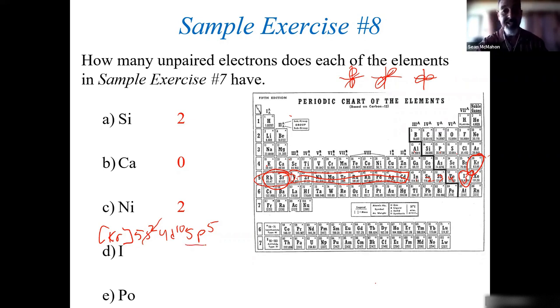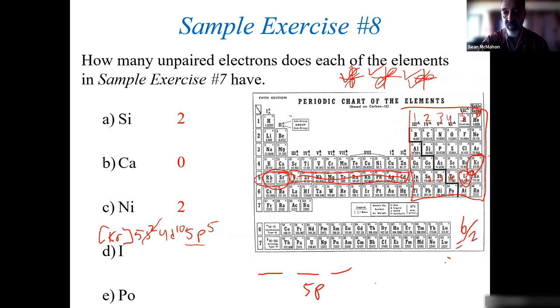So really, to answer how many unpaired, I just need to go to the 5p sublevel. 1, 2, 3, 3 p's. Why? px, py, pz. There's 3 orbitals in the p block. How do I know that? Here's the p block. How many positions? 1, 2, 3, 4, 5, 6. 6 divided by 2 equals my 3 p orbitals.